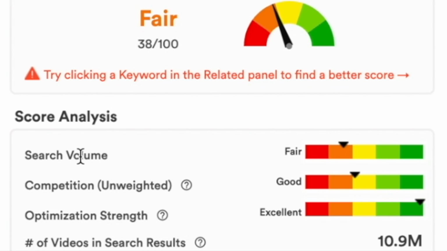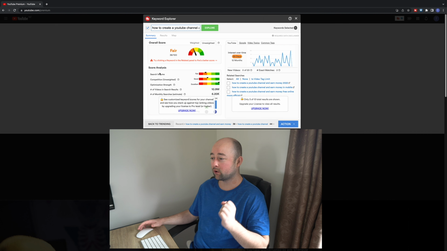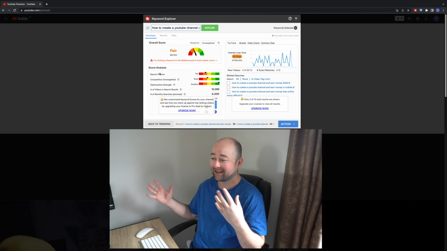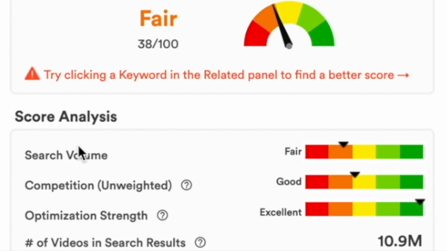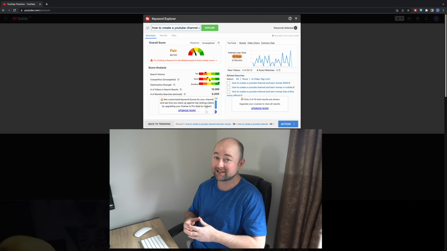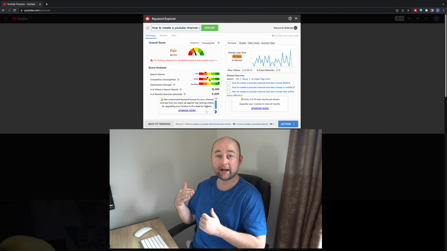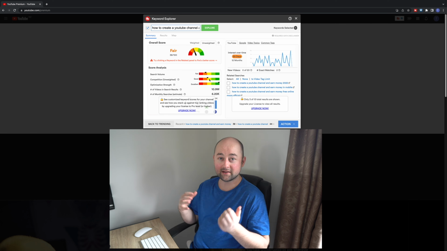Looking at the search volume straight away, we can see the search volume is a lot less, and that's why it's giving us a worse overall score. But this is not necessarily a bad thing. Okay, yes, there is less search volume. Now, let's have a look at the competition. The competition is in the yellow. It's saying it's good. So the competition is less competitive and we have a greater chance of actually ranking for this topic.